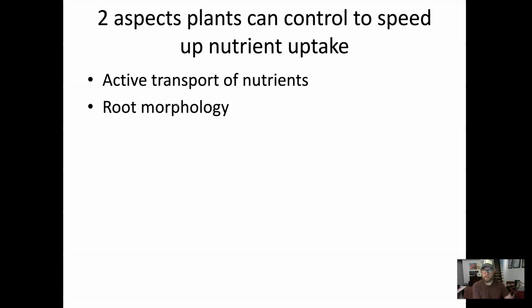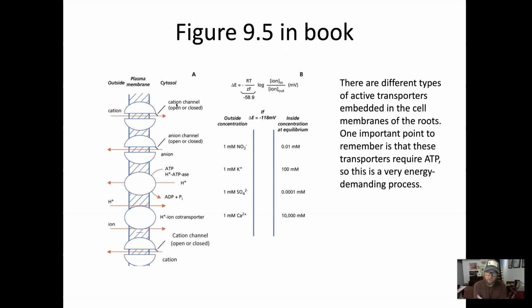Let's just leave that. I'll come back to root morphology in a second. Let's talk more about these active transporters. This is just a diagram from the book, figure 9.5. This is showing the plant membrane with these active transporters. Just a couple things to notice.